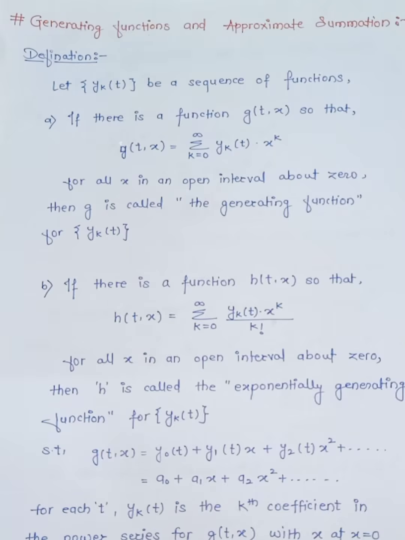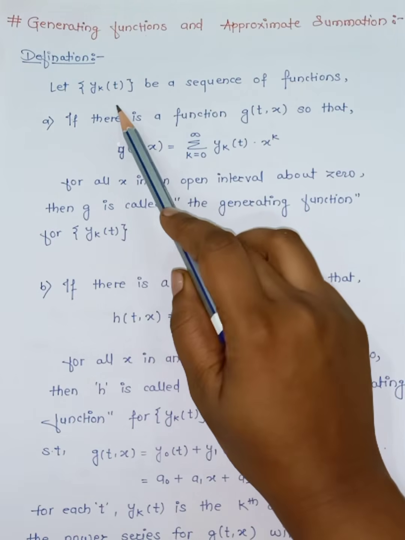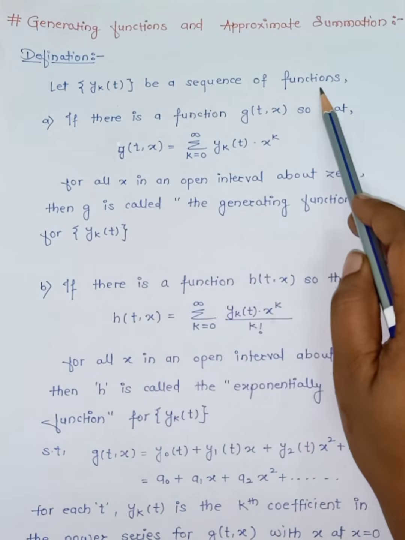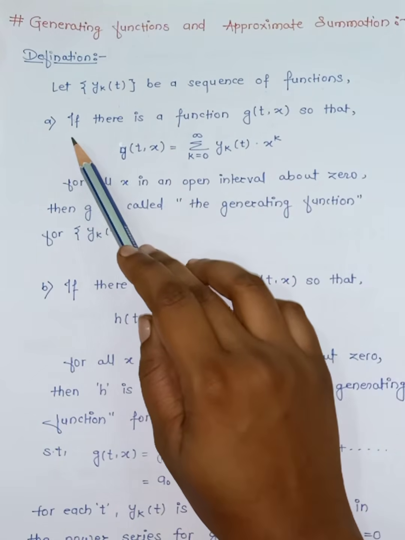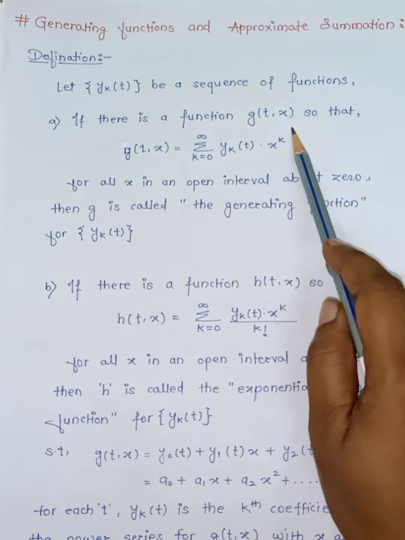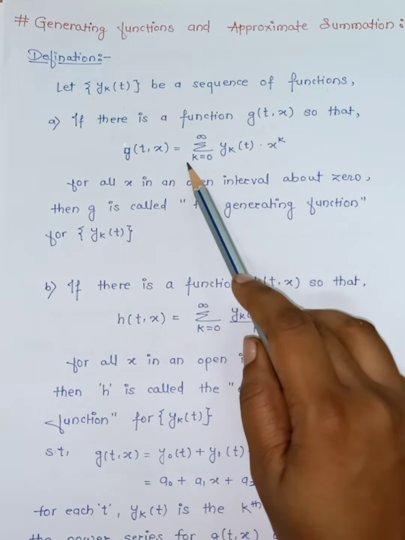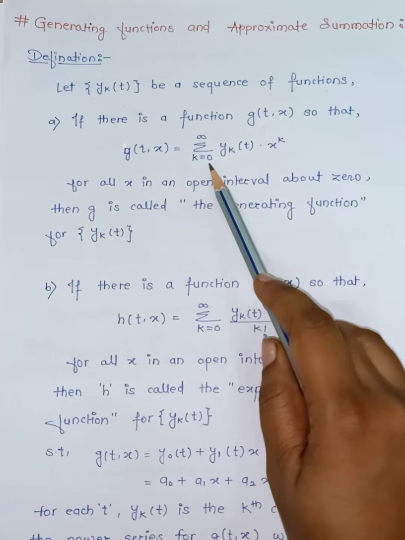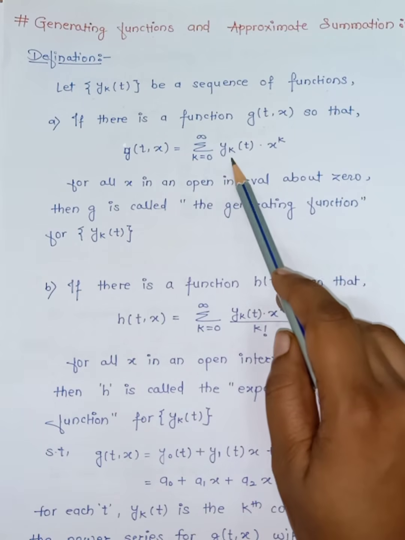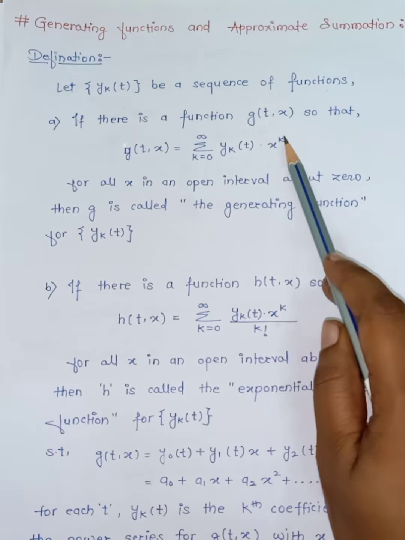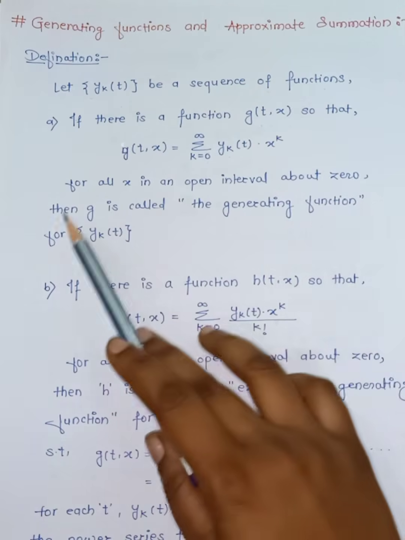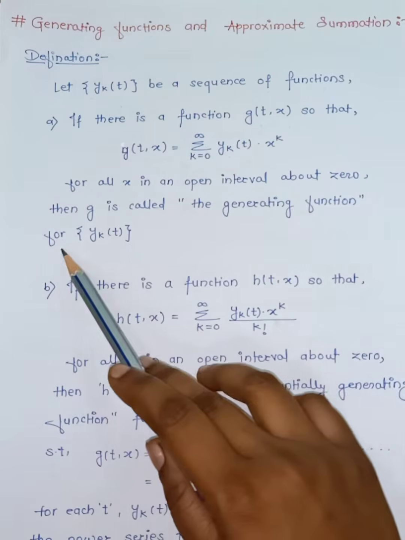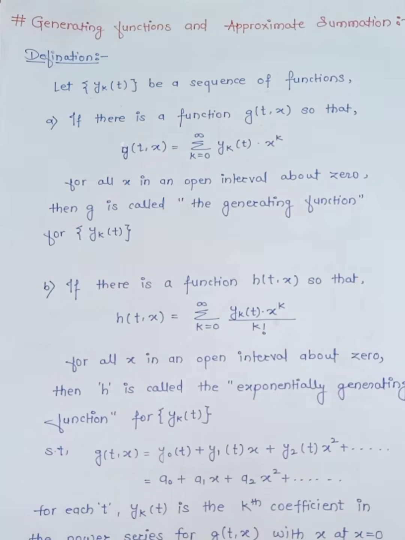So the definition is, let y_k(t) be a sequence of functions. Okay, y_k(t) is a sequence of functions. The first one is, if there is a function g(t,x) so that g(t,x) equals the summation from k equals 0 to infinity of y_k(t) times x to the power k for all x in an open interval about 0, then g is called the generating function for y_k(t). So the first one is a generating function for y_k(t).